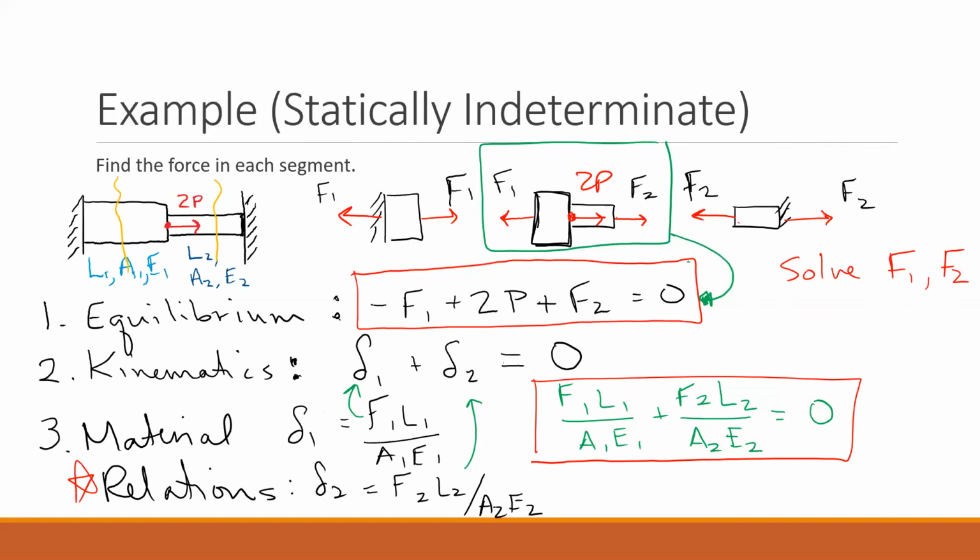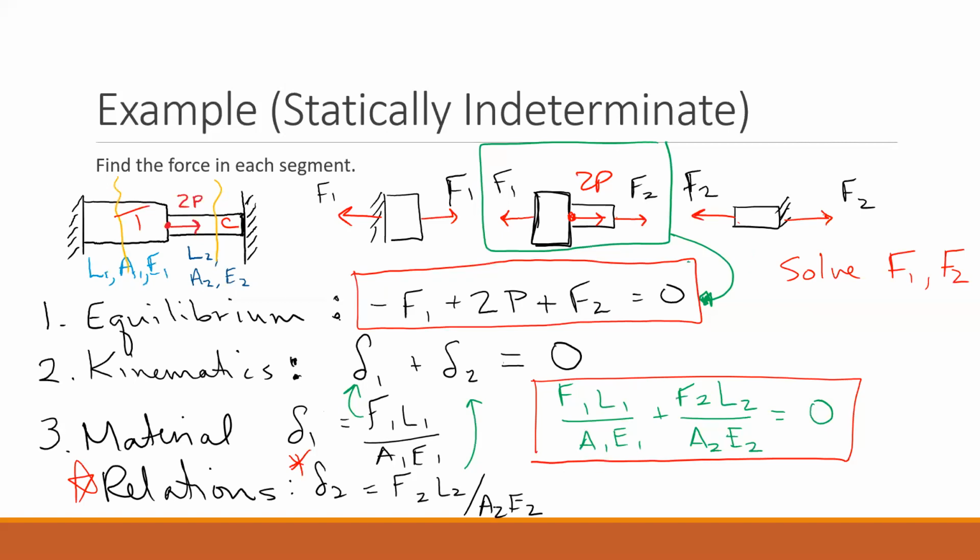Now, when you do finally solve this, you're going to see that F1 is going to be positive, which would indicate that this side here is in tension. And then F2 is going to be negative, which would indicate that that side is in compression. And the fact that F2 is negative would then propagate down into this equation and would give you a negative del 2, meaning that it is going to be getting shorter.